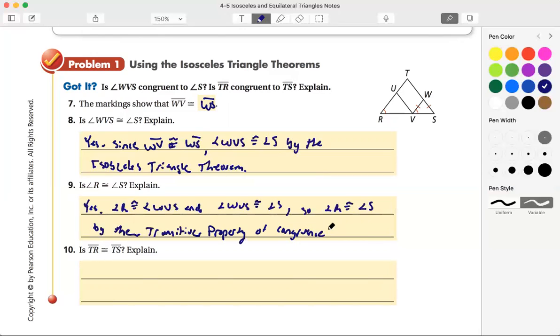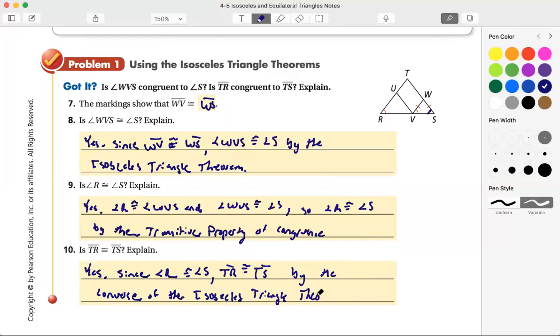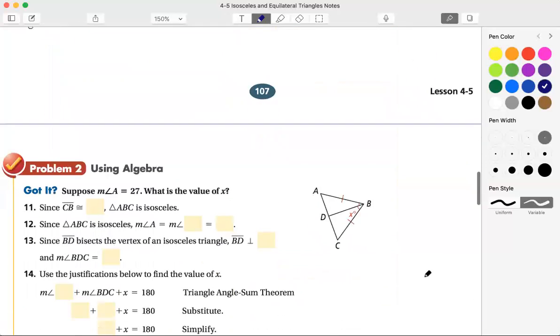All right, is TR congruent to TS? Well, I have base angles that are congruent now, right? So this whole big one must be congruent to this one. So yes. And the reason here is since angle R is congruent to angle S, TR must be congruent to TS by the converse of the isosceles triangle theorem. Okay. All right, let's use some algebra now.